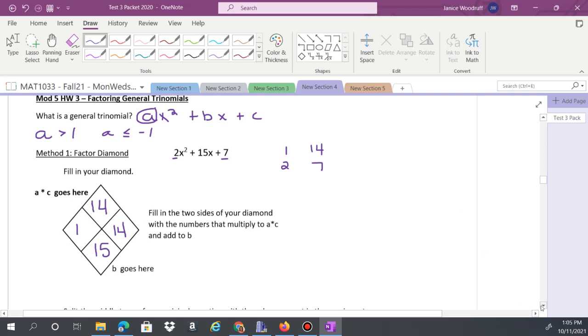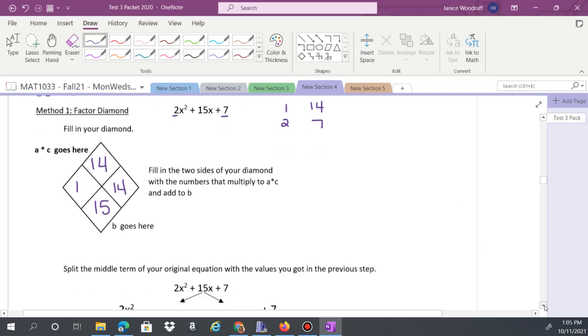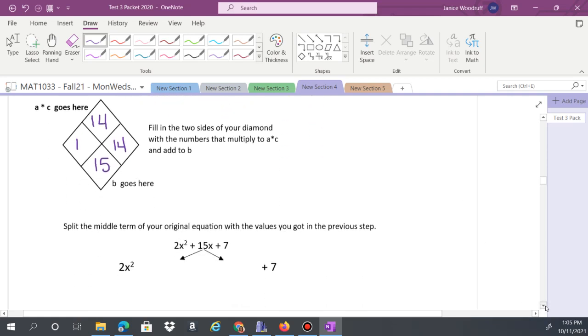Okay, so once you have found those numbers, we're going to go down to this next step, where we're going to take the middle term of our equation, this 15x, and you're going to split it into 1 plus 14. So that's going to be 1x plus 14x. So we carry down the variable that comes with it as well. So it would be 1x plus 14x. That gave us that 15x there.